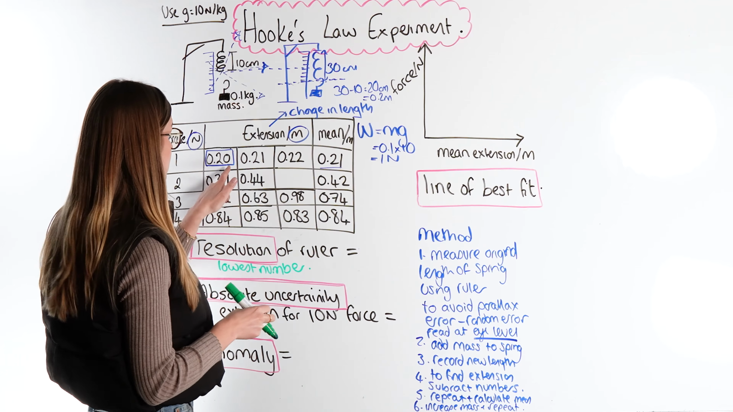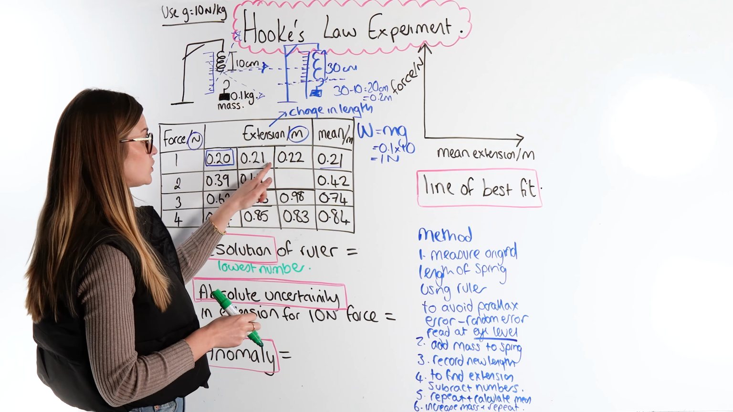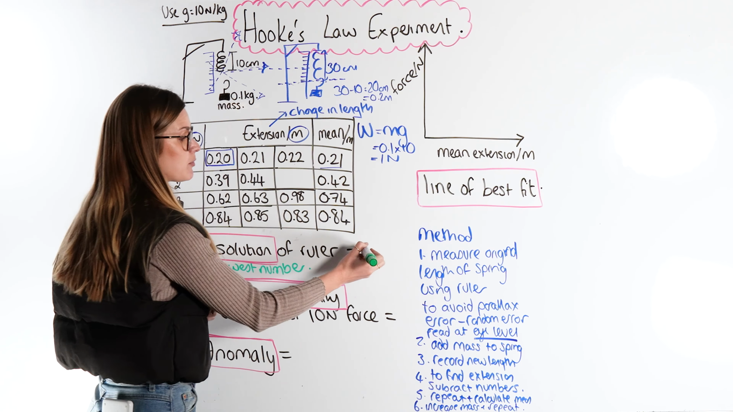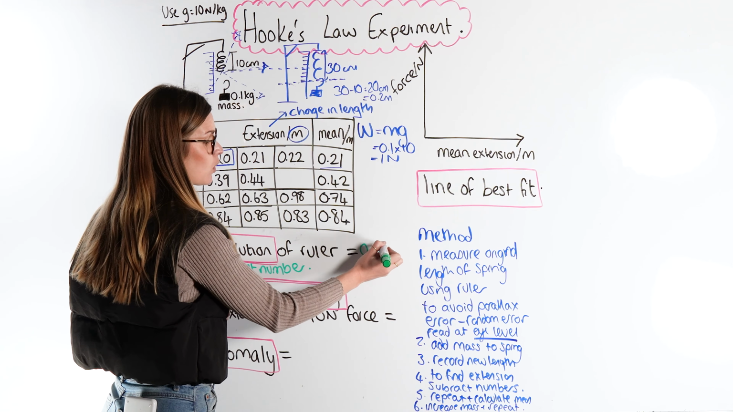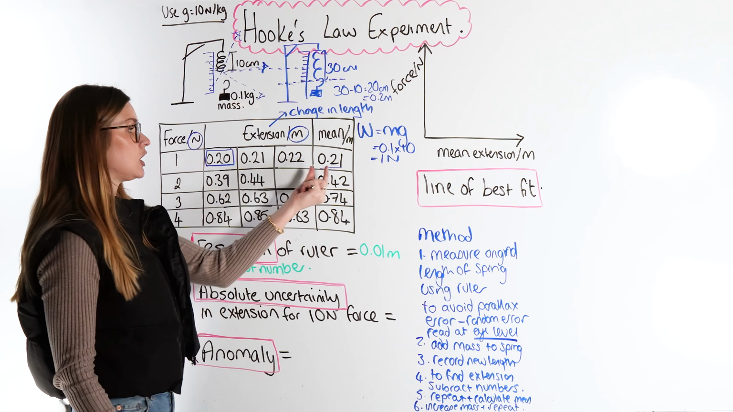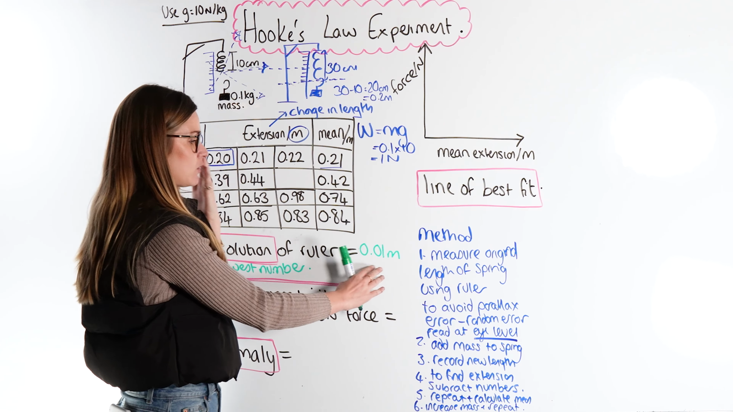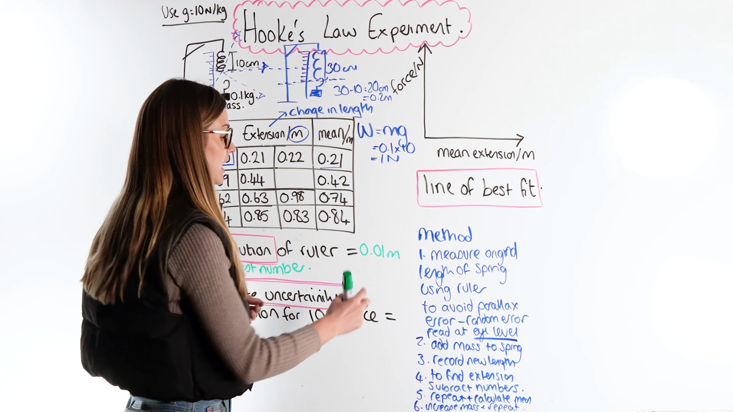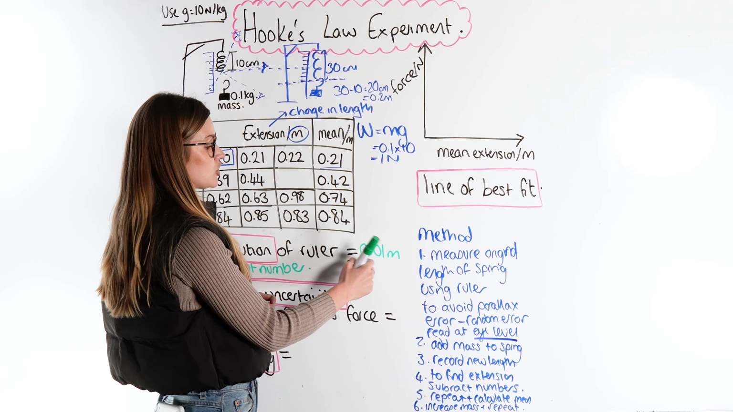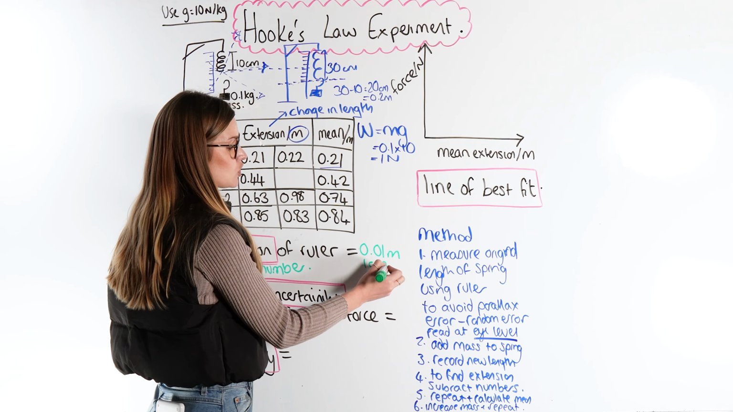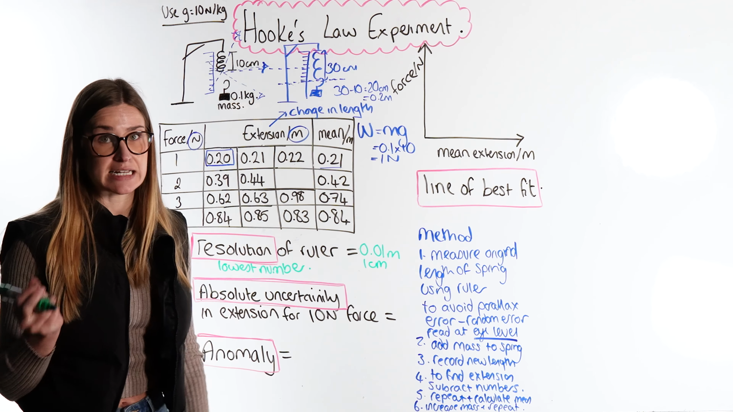So if I look here, I can see everything's got 2 decimal places. So the lowest number it can read is 0.01 meters, right? That's the lowest number it can read, because it's 2 decimal places. 0.01 meters, if I want to convert that into centimeters, I can multiply by 100, and that's going to be 1 centimeter. So the lowest number this ruler can read is 1 centimeter.